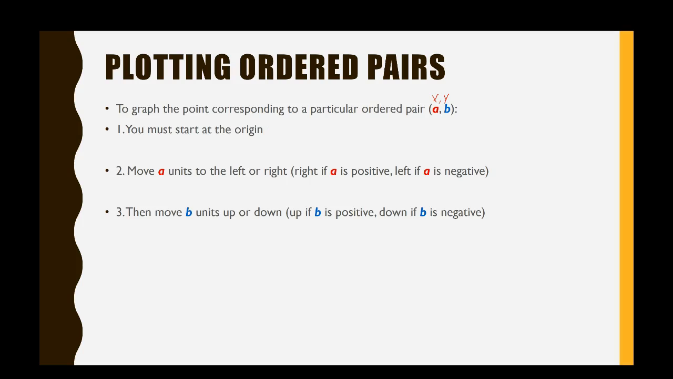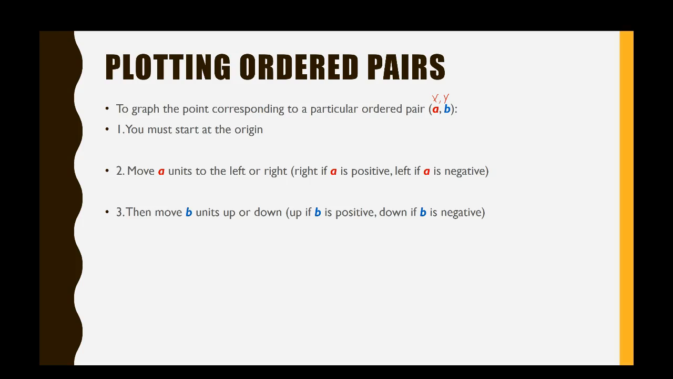If I tell you to go A units, you have to figure out whether you are going to the right or to the left. So if A is positive, you would move to the right. If A is negative, you would move to the left, and you would move that corresponding number. B is telling you an up or down direction. Do I go up if it's positive? Do I go down if it's negative? So they're directions. What do I do, right or left? What do I do, up or down? And it's always in that order. Right or left, up or down.